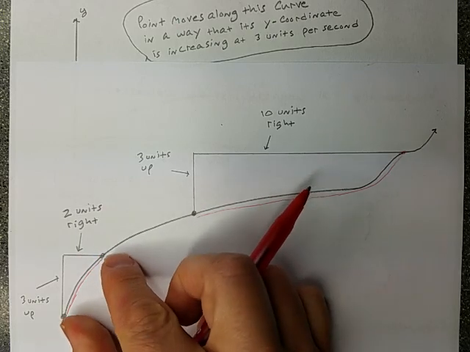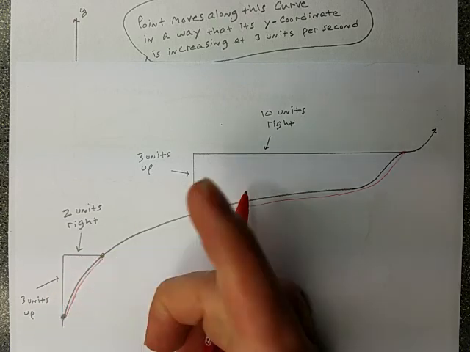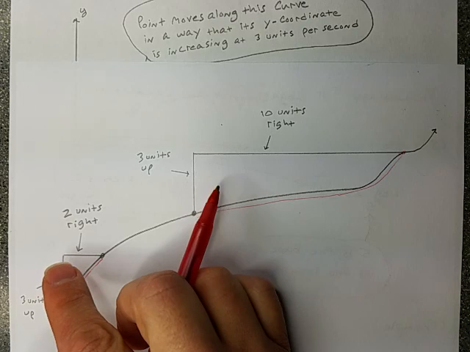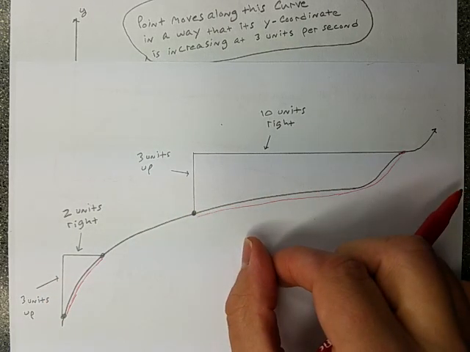So because of the shape of the curve right there, you don't have to move quite as far to the right in 1 second as you do up. But what about over here where the curve is flatter, where the curve is more horizontal?